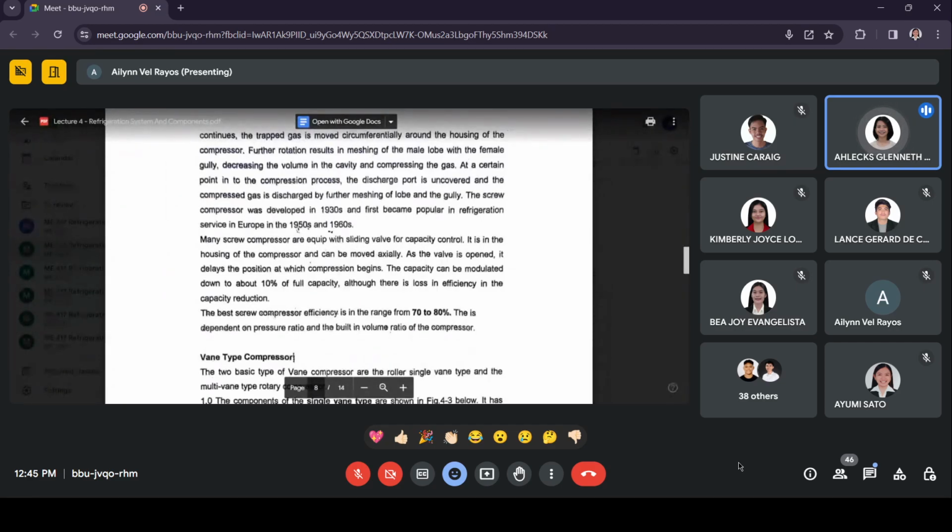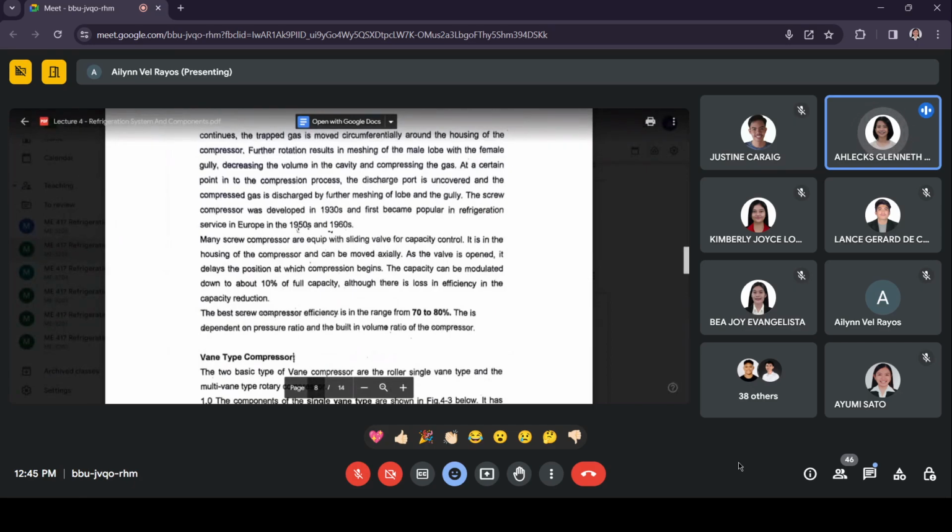The screw compressor was developed in 1930s and first became popular in refrigeration service in Europe in the 1950s and 1960s. Many screw compressors are equipped with sliding valve for capacity control. It is in the housing of the compressor and can be moved axially. As the valve is opened, it delays the position at which compression begins.